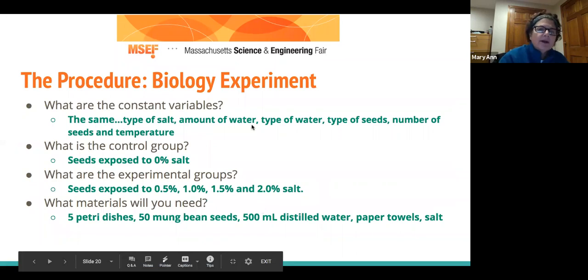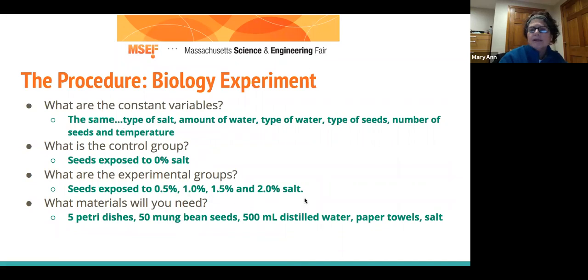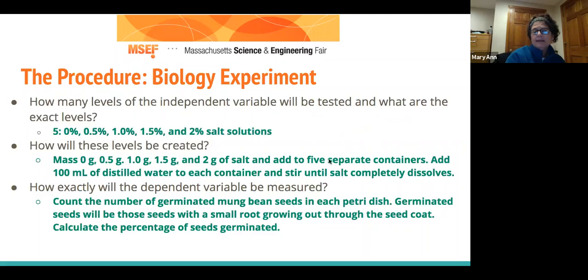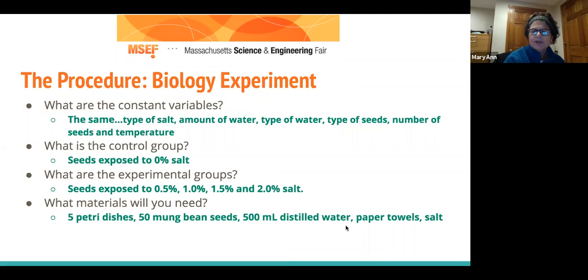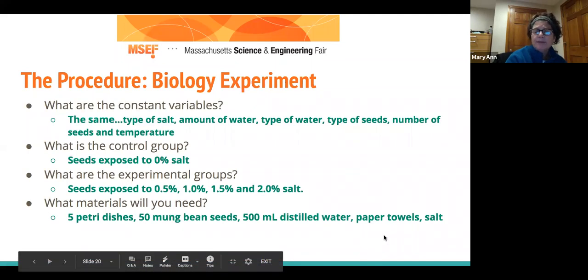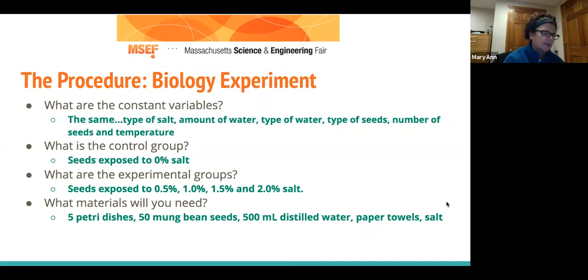And then what are the constant variables? We already went through that, and we already know control group and your experimental groups. You have 4 experimental groups this time. And then this is so simple. All you need are Petri dishes and paper towels, but there's also these little foam things. You can put them in the bottom, like these kinds of things. And we put 10 seeds in each dish. And this one you do need distilled water, because you don't want to use tap water just in case there's anything in there. Paper towels could be cut up to put into the bottom of the Petri dishes. And then you need salt, just regular table salt will do.